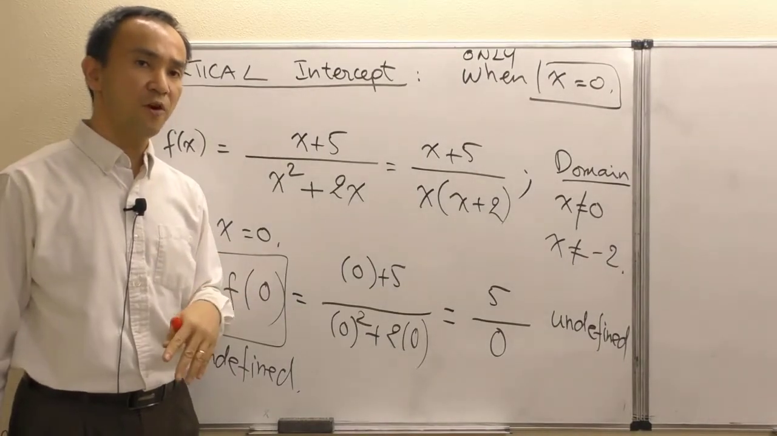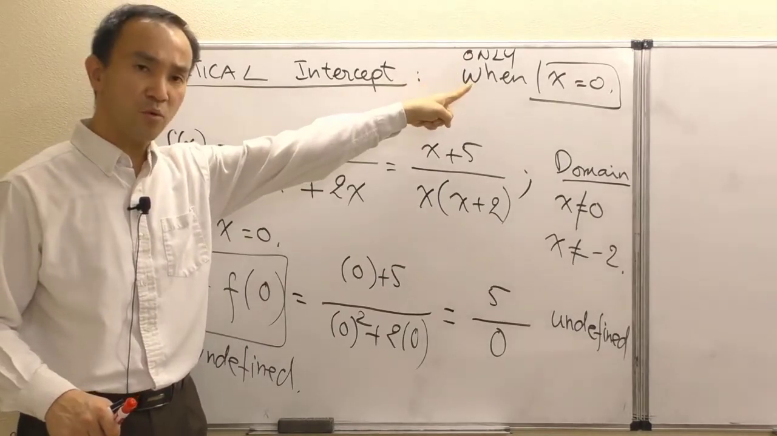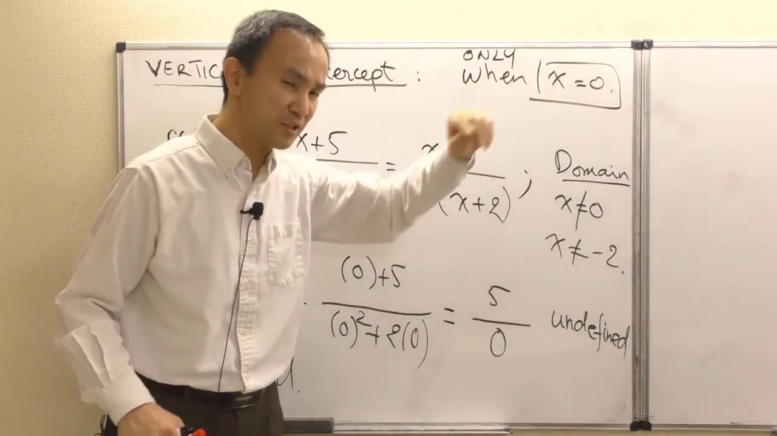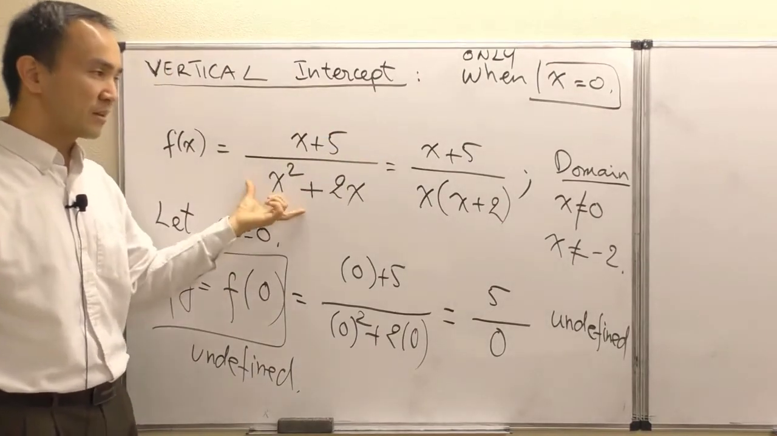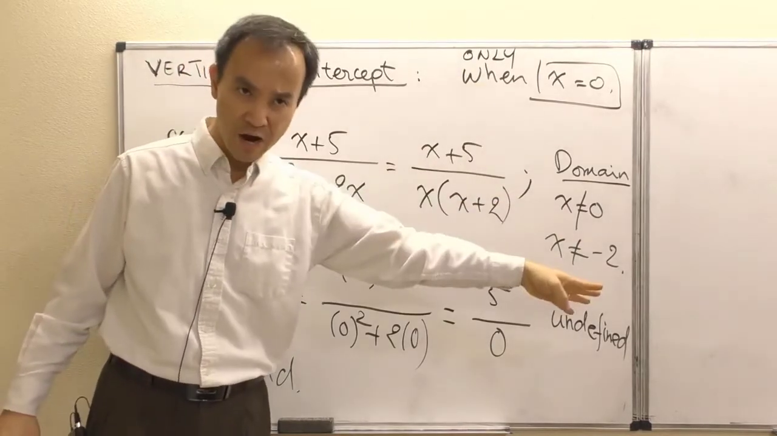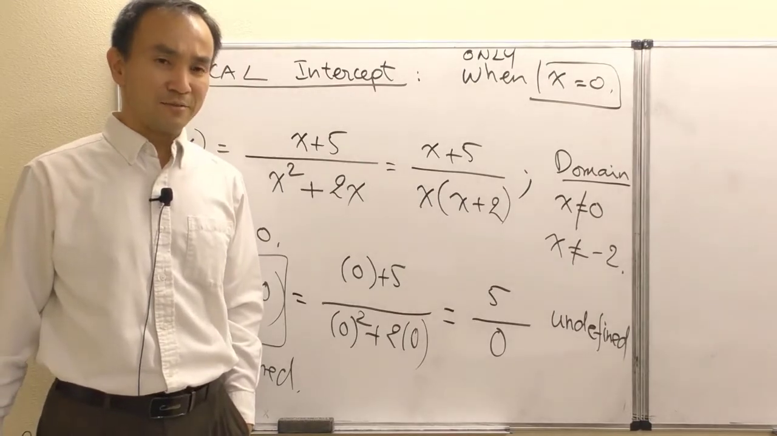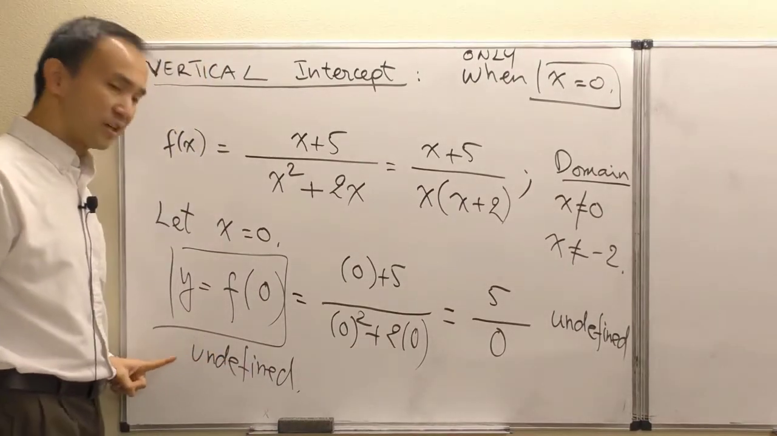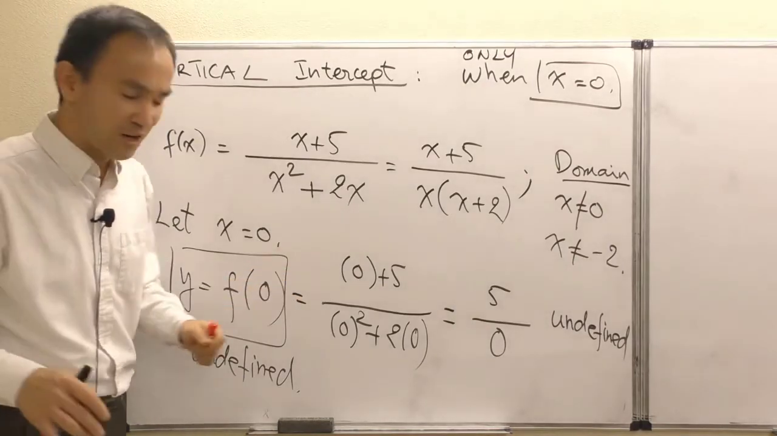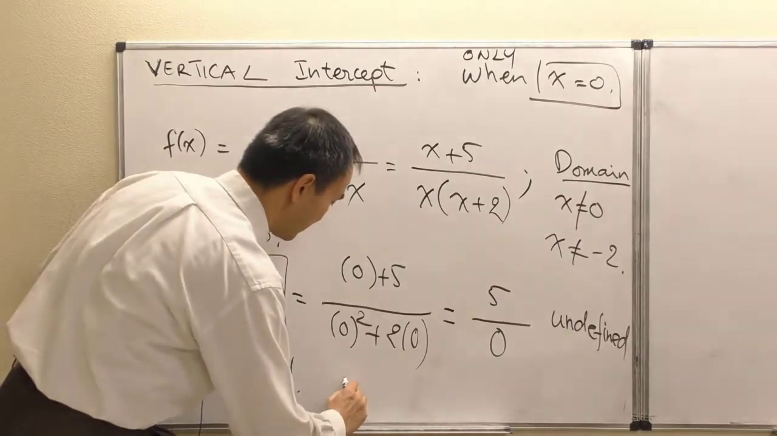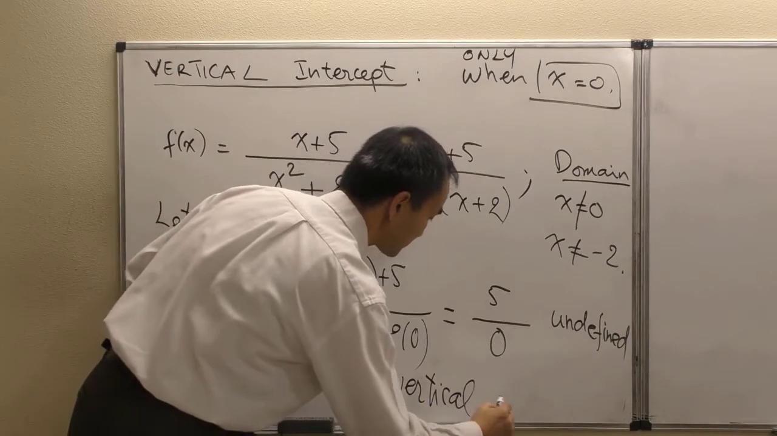How unfortunate, as I said earlier, simply because a vertical intercept can only happen when x equals 0. But for this particular rational function, x equals 0 is excluded from the domain, and that's what explains the undefined output y value right here. So what do we conclude for a case like this? We're saying that there is no vertical intercept.